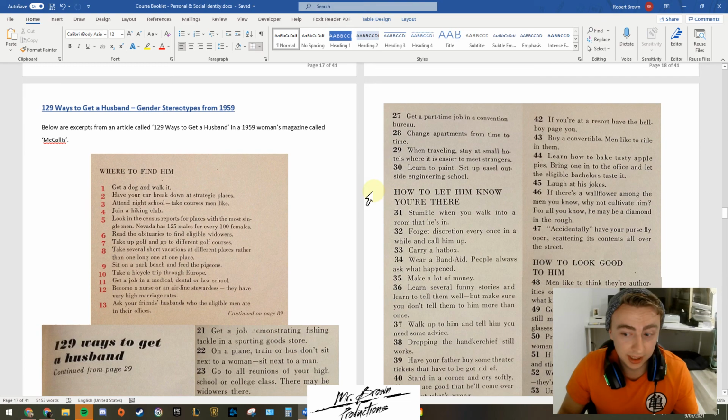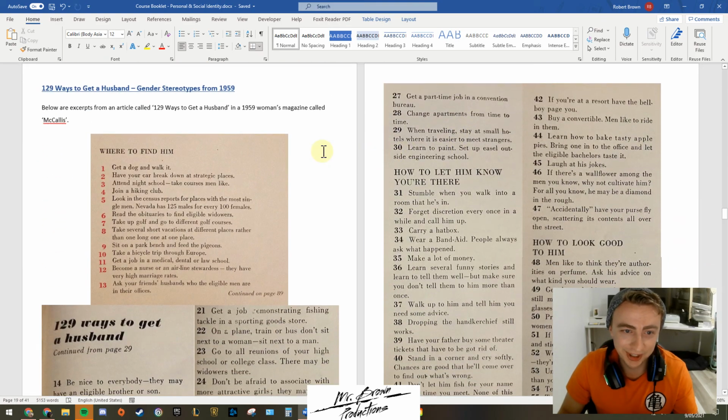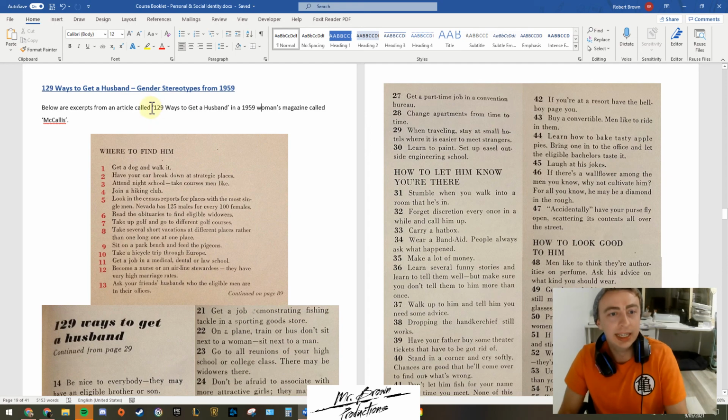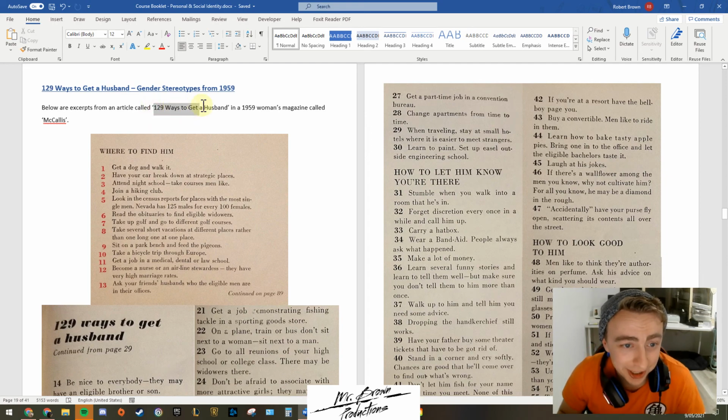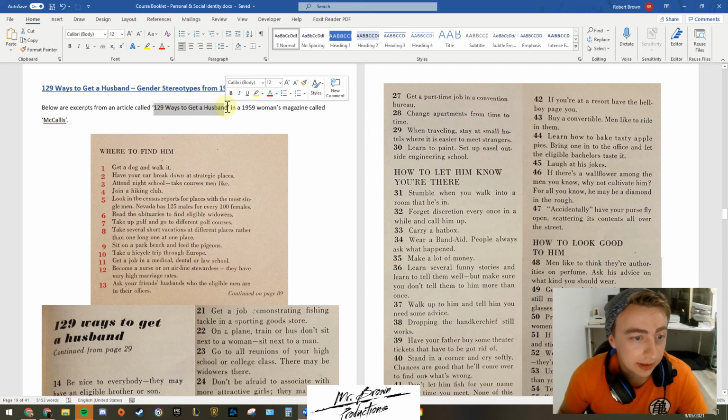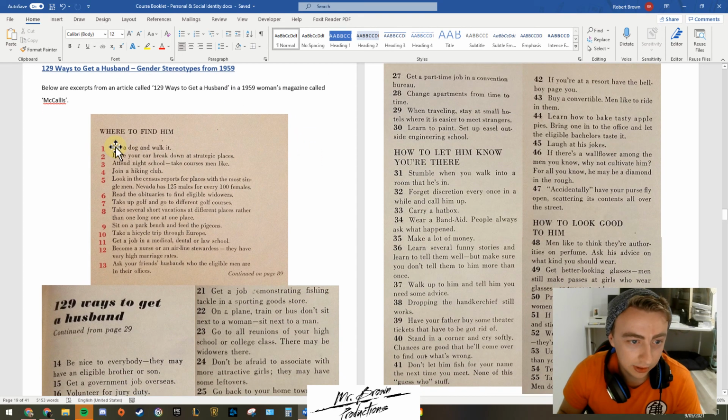All right, now that you've done that activity, we're going to do a bit of a content analysis here. So all of these are little excerpts from an article that featured in a women's magazine called McCall's in 1959. Okay, so it's about 70-ish years ago, 72 years ago. And the title of this article was called 129 Ways to Get a Husband. Now, it's got a lot of different subsections here.